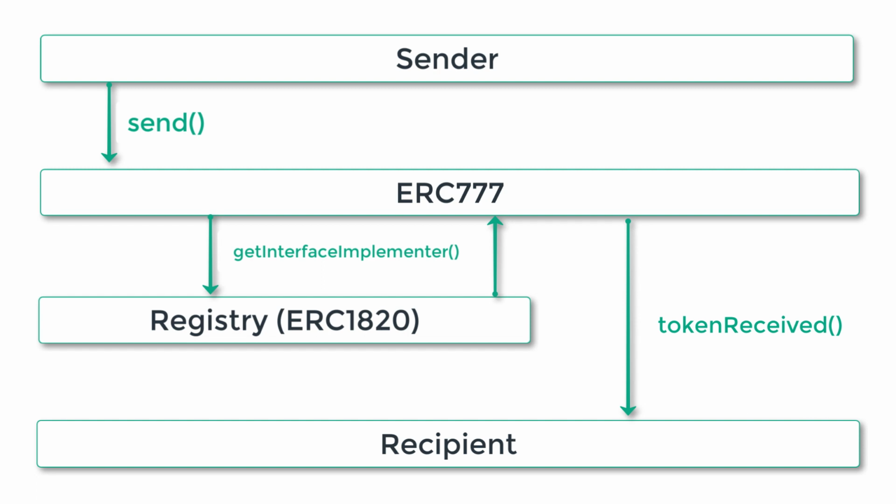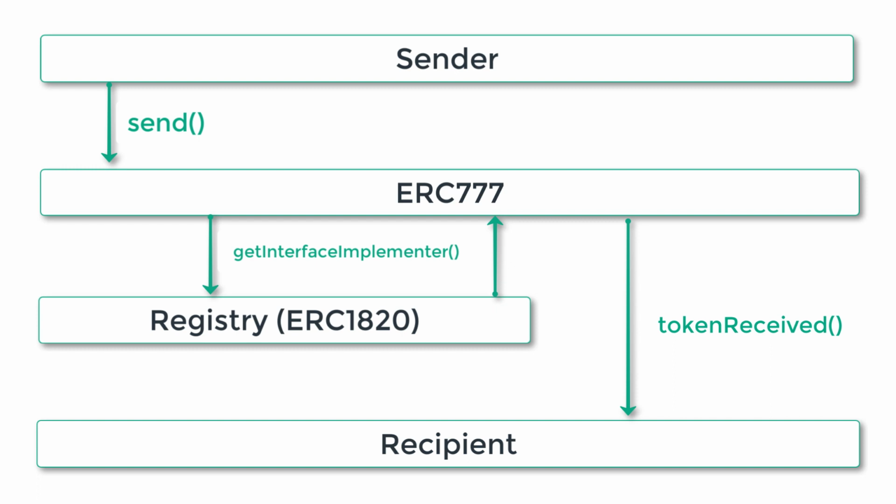For example, if the recipient is a regular address, then it's impossible for a regular address to implement any function. So in this case, tokensReceived will be implemented by another address. All right, let's continue our explanation of the transfer process. Next, the token is going to call the tokensReceived function on the recipient smart contract. And if there is no error in this function, the transaction is going to be completed.